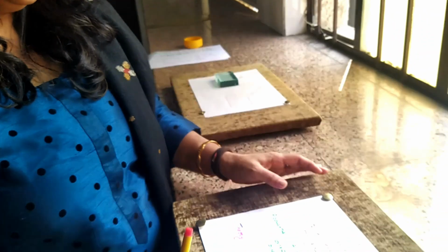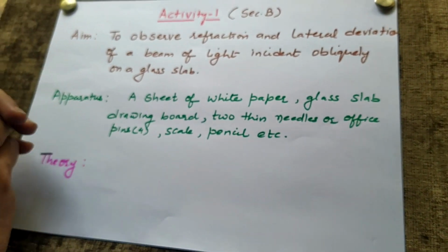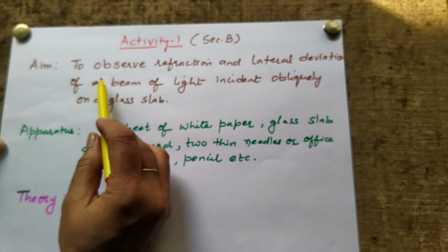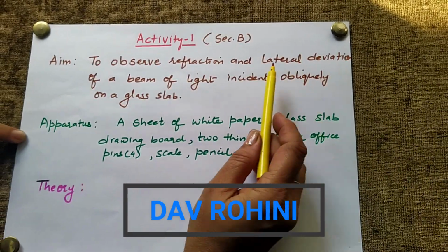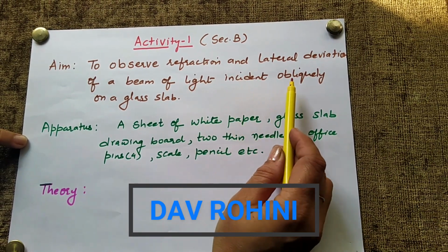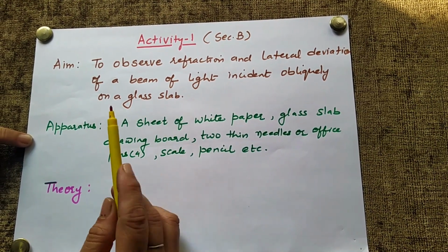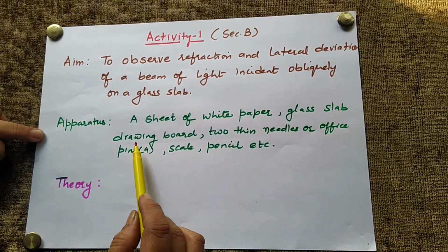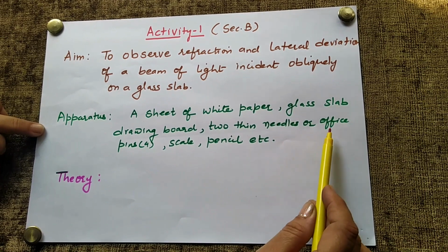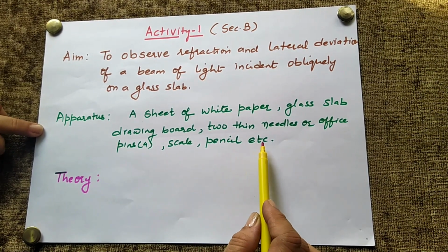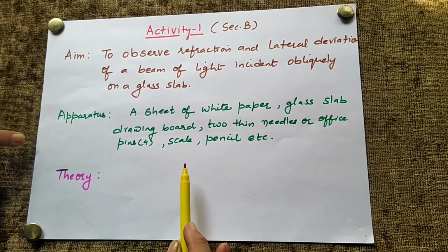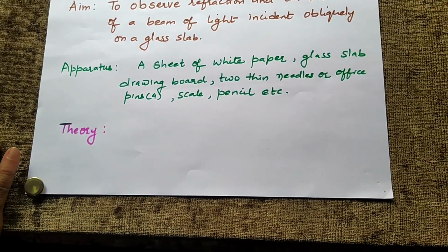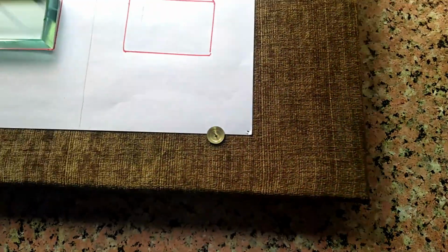Let us see here on this sheet what the aim of this activity is. It is to observe refraction and lateral deviation of a beam of light incident obliquely on a glass slab. Apparatus required are a sheet of white paper, glass slab, drawing board, 2 thin needles or office pens, scale, pencil, etc.